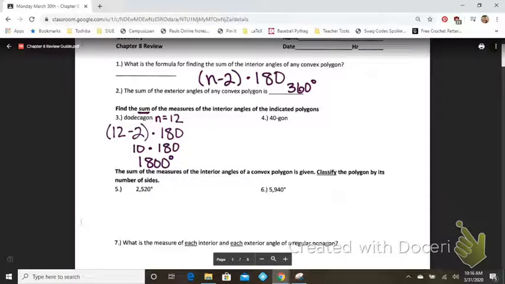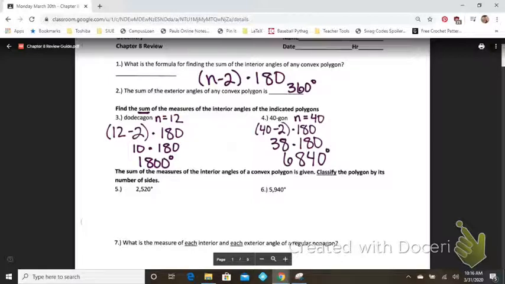A 40gon, of course, means that n is equal to 40. 40 minus 2 times 180 gives us 38 times 180. And that would give us 6,840 degrees.